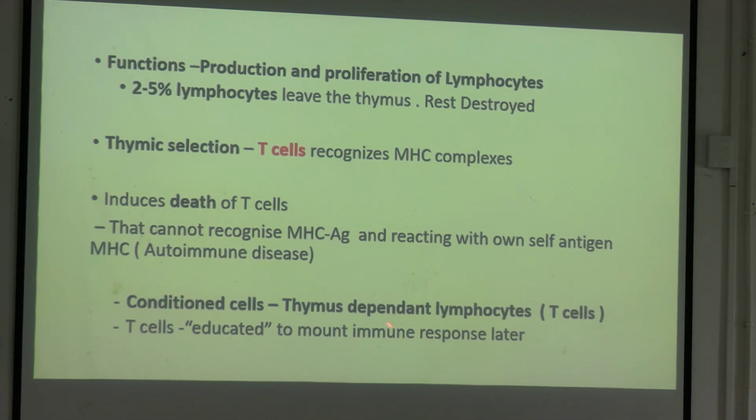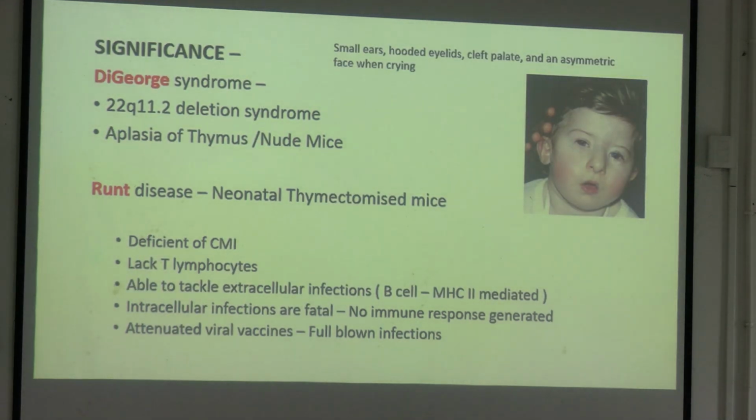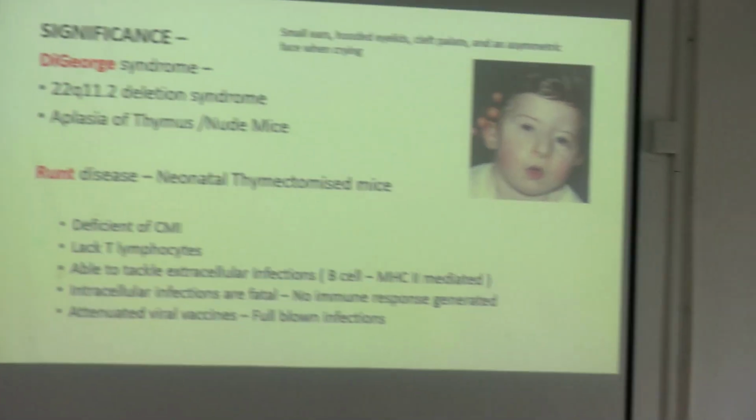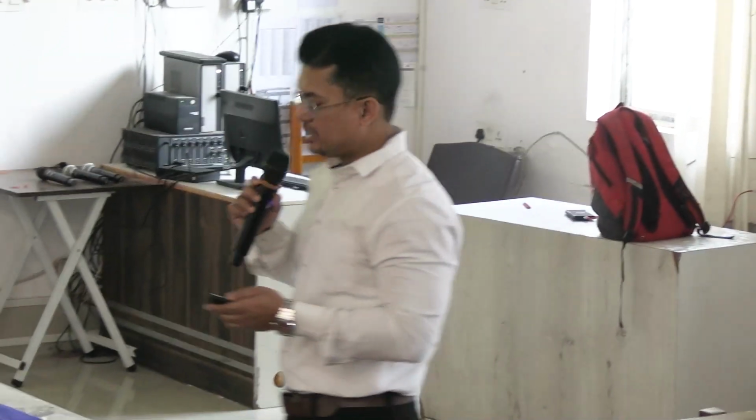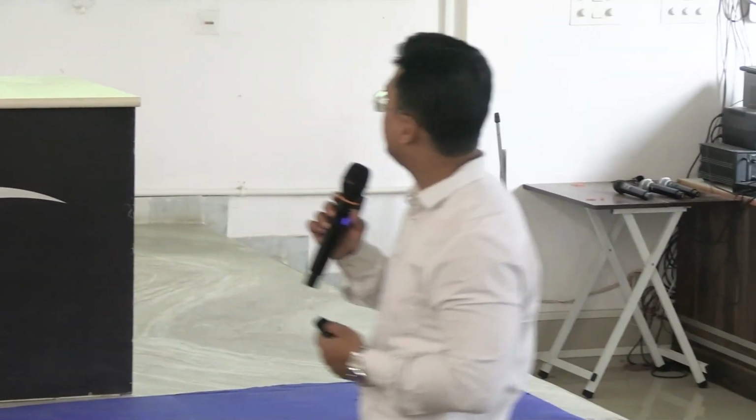And the cells which recognize are called the conditioned cells. So those are the thymus dependent lymphocytes, the T cells, that are liberated from the thymus. Now what happens if the thymus is having a problem? What kind of problem? Congenital defect, thymic aplasia, or hypogenesis of the thymus. That syndrome is called DiGeorge syndrome. DiGeorge syndrome, there is a deletion of 22q11.2 chromosome.